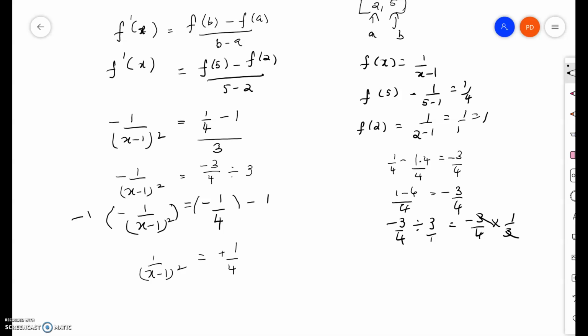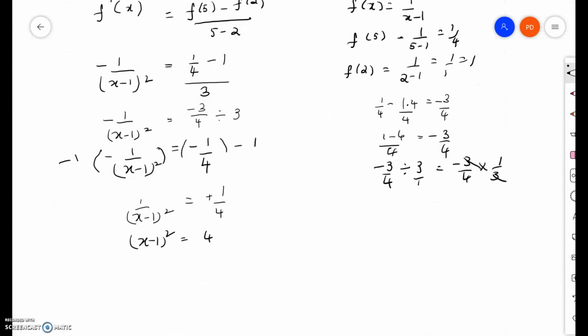We flip both sides to get x minus 1 the whole squared equals 4. We solve this equation by taking square roots on both sides to get x minus 1 is equal to plus or minus radical 4. We add 1 on both sides to get x equals 1 plus or minus radical 4, which is 2. So x is equal to 1 plus 2 comma 1 minus 2. So this is basically x is equal to 3 comma negative 1. So there are 2 points.